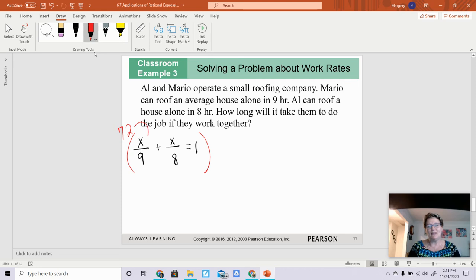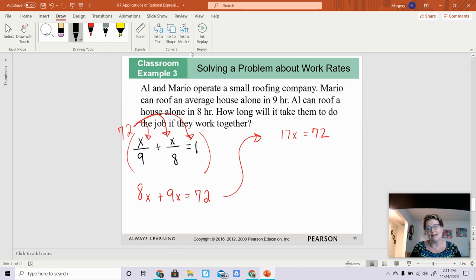So 72 times this. First of all, 72 divided by 9 is 8. 8 times x is 8x. 72 times x over 8 gives you 72 divided by 8 is 9. 9 times x is 9x. Then 72 times 1 is 72. So now you just clean this up a little. 8x plus 9x is 17x equals 72.